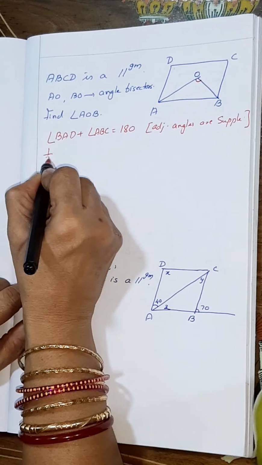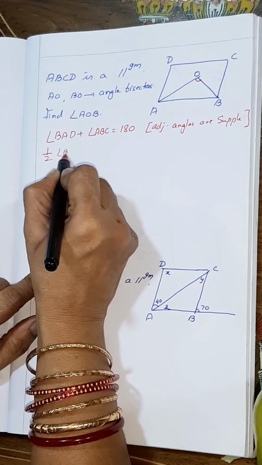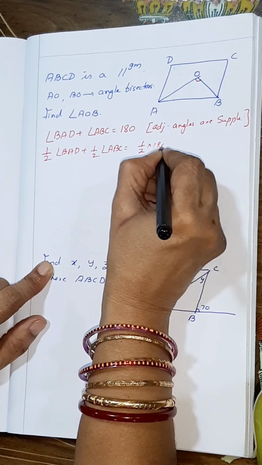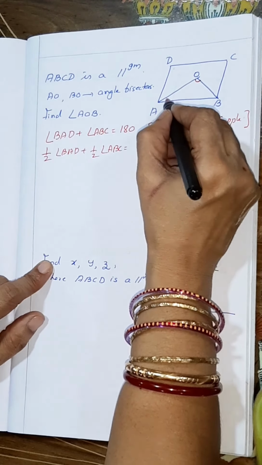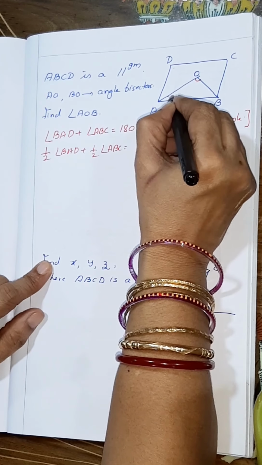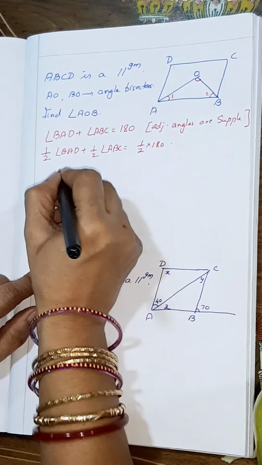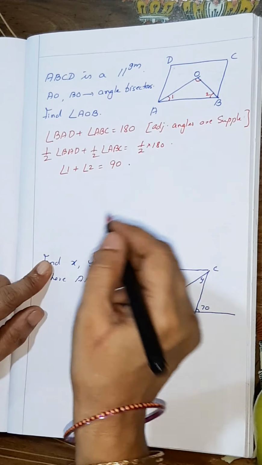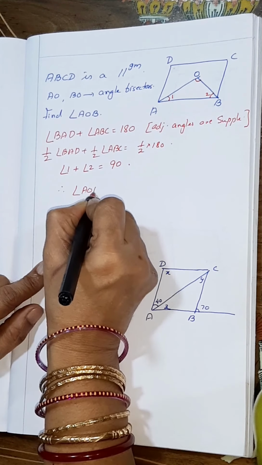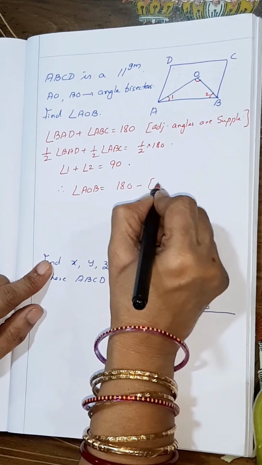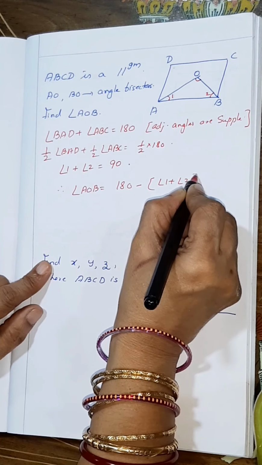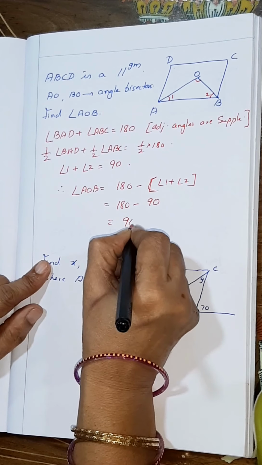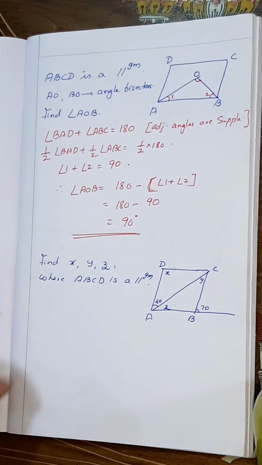So now multiply throughout by half. So half of angle BAD plus half of angle ABC is equal to half into 180. Now AO and BO are angle bisectors. So half of angle BAD will become this. Let us give this as angle 1 and let this be angle 2. So angle 1 plus angle 2 is equal to 90 degrees. Therefore, angle AOB will be equal to 180 minus angle 1 plus angle 2. So 180 minus 90, that is equal to 90 degrees. So AOB is equal to 90 degrees.